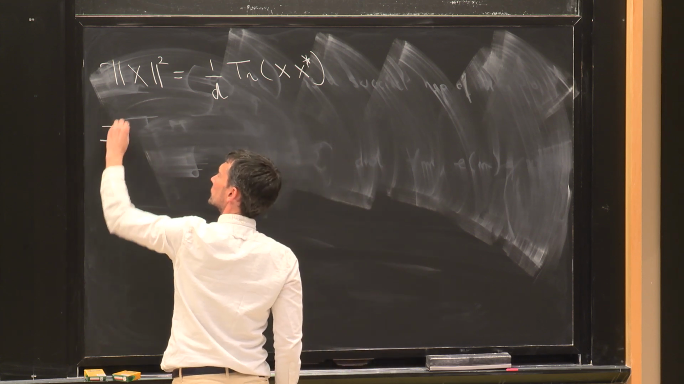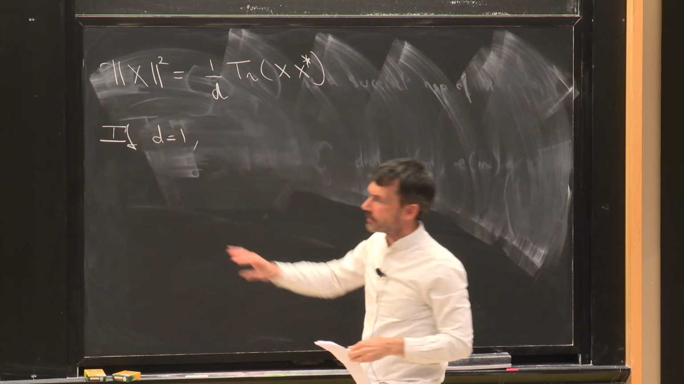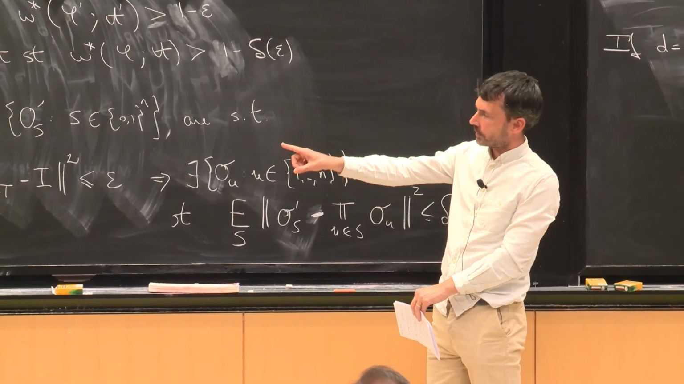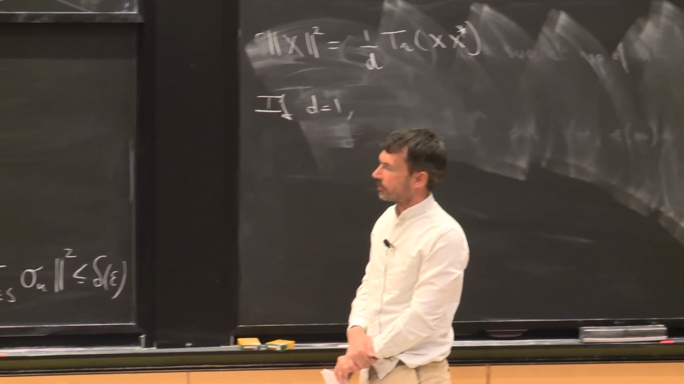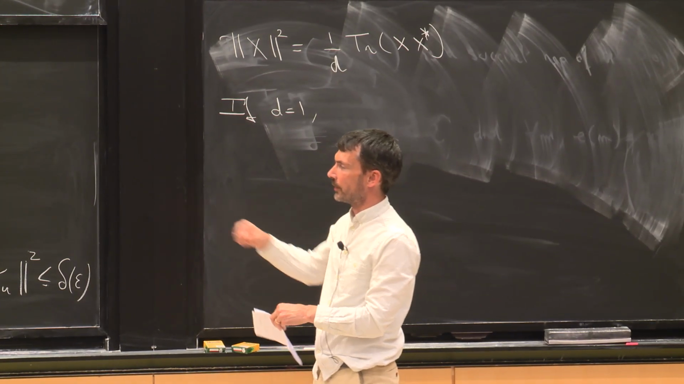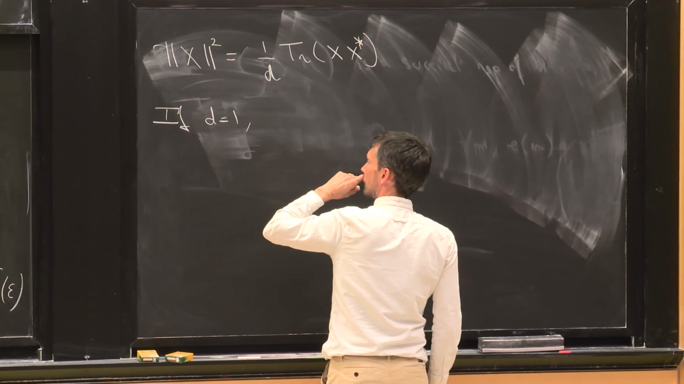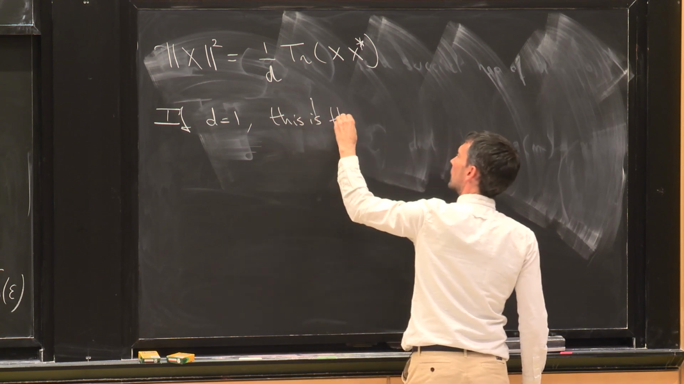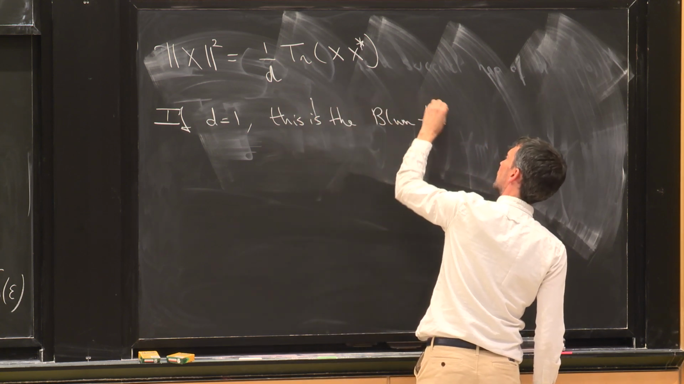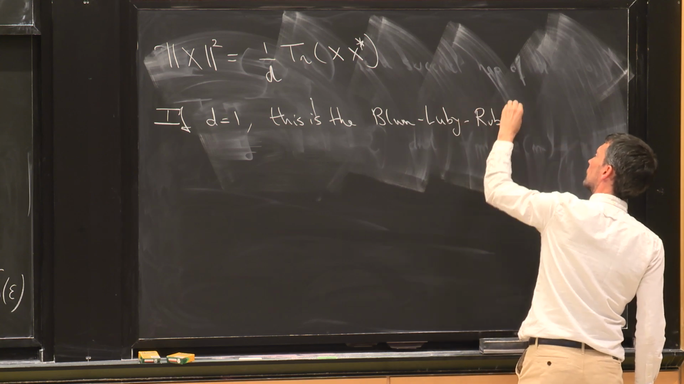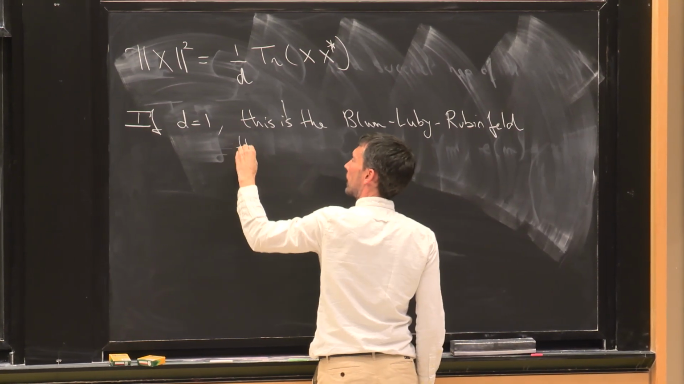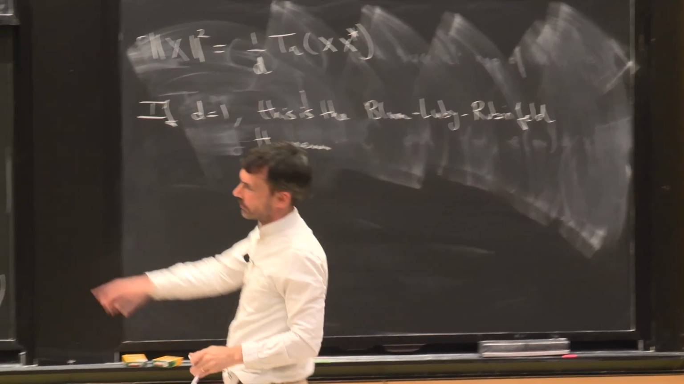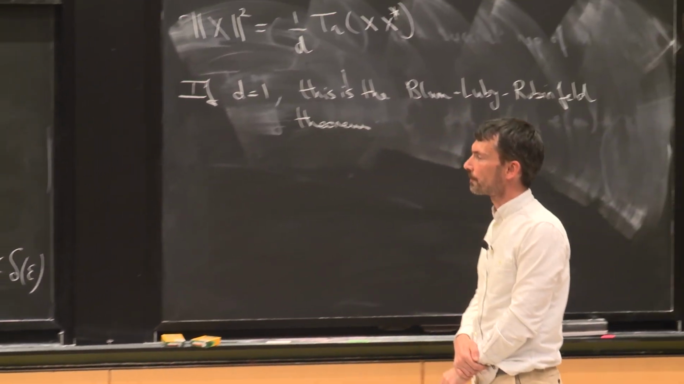If d equals 1, this is a theorem. You're given 2 to the n values that satisfy approximate linearity conditions, and you can show that in that case, these values come from a linear function. If d is equal to 1, this is the Bloom-Luby-Rubenfeld theorem. What I mean by d equals 1 is that these observables are dimension 1 observables.